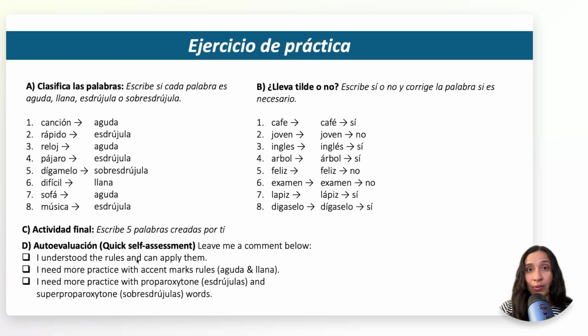And there you can see where the accent, where the tilde goes, right? So some of them have a tilde, some of them don't have any tilde. And yeah, those are the answers. And this is the end.